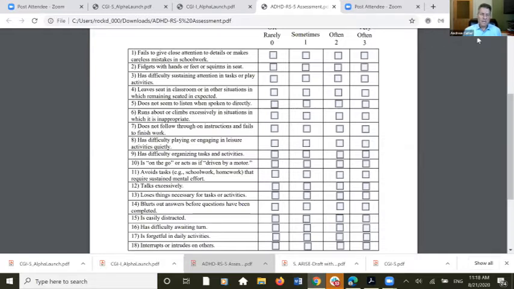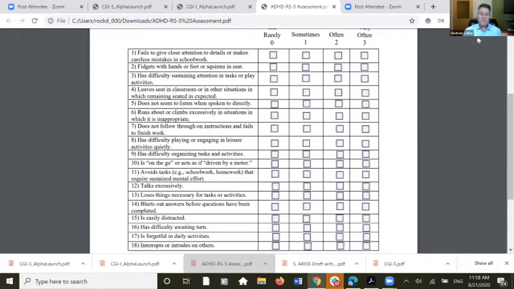The next one, number 5, is does not seem to listen when spoken to directly. So this one is, how hard is it to get them to pay attention to you when you're talking to them? How hard do you have to work to get their attention? Do you have to call their name or raise your voice?